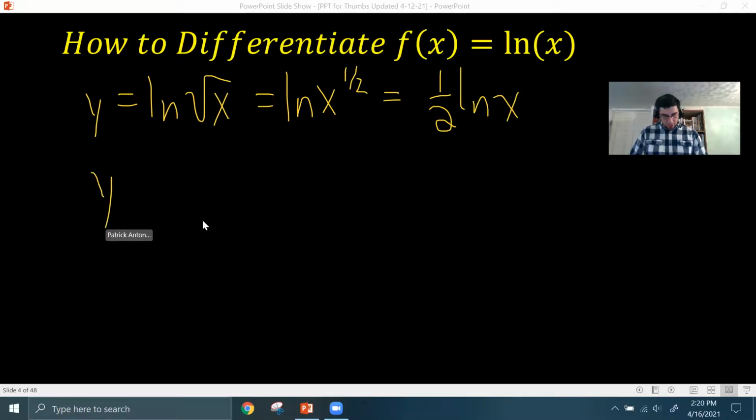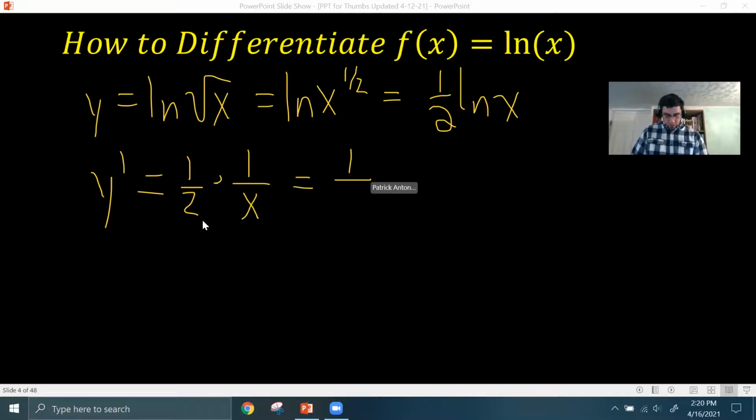So now we can differentiate. What we have here is a number times a function. And from the basic derivative rules, if you differentiate a number times a function, it's just that number, 1/2, times the derivative of that function, 1 over x. So it's 1 over 2x. Okay, not too bad. All right, let's do it a different way, and I'll show you how you'll get the same answer.